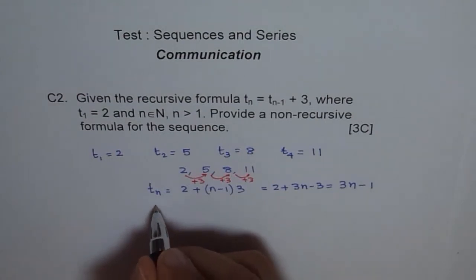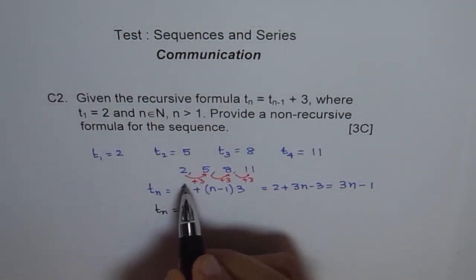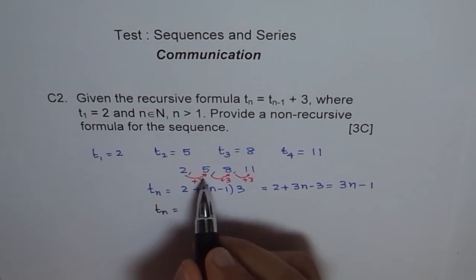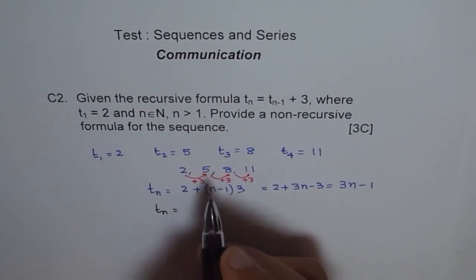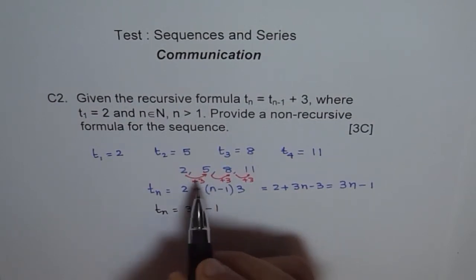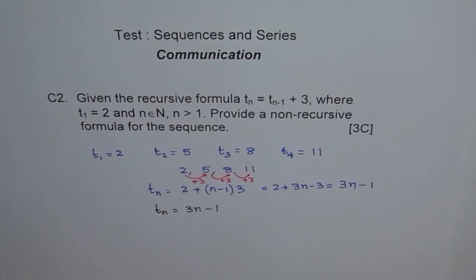So we'll represent this as Tn equals something times 3. So term number is 1. 3 times 1 is 3. How will you get 2 from it? Minus 1. 3 times 2 is 6. How will you get 5 from it? Minus 1. So it is 3n minus 1. Do you get it? So this is term number 1, 2, 3, 4. 3 times 4 is what? 12. How will you get 11? Minus 1, 11. So that's a very good way of writing the same, correct?